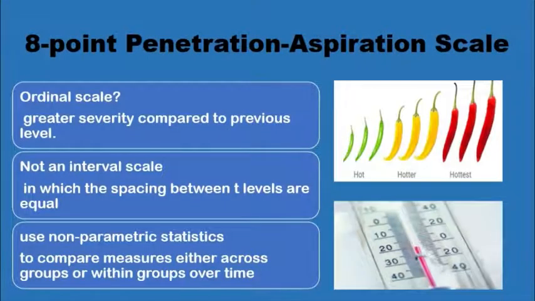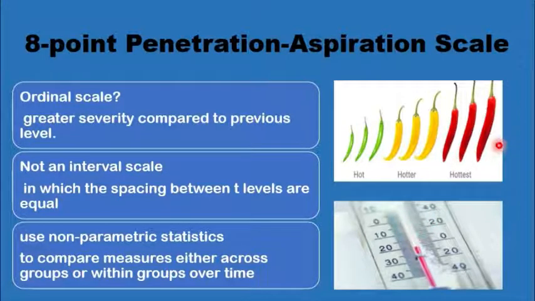It's important to note that the 8-point penetration aspiration scale was originally meant to reflect increasing degree of severity of aspiration between the different levels, so that level 8 is more severe than level 7 and level 7 is more severe than level 6 and so on. It's not an interval scale in which the distance between any two adjacent levels is equal. Nothing like this could be claimed in the penetration aspiration scale.